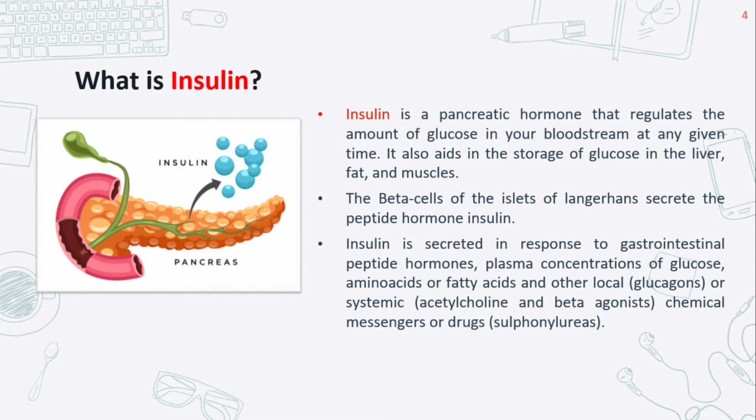Insulin is a peptide hormone produced by the cells of the pancreatic islets of Langerhans that helps maintain normal blood glucose levels. It does so by facilitating cellular glucose uptake, regulating carbohydrate, lipid, and protein metabolism, and promoting cell division and growth through its mitogenic effects. Insulin is produced in response to gastrointestinal peptide hormones, glucose, amino acids, and fatty acids in the blood, as well as other local glucagons, and systemic acetylcholine and beta agonists, chemical messengers or drugs such as sulfonylureas.